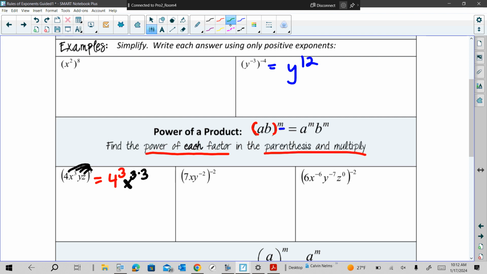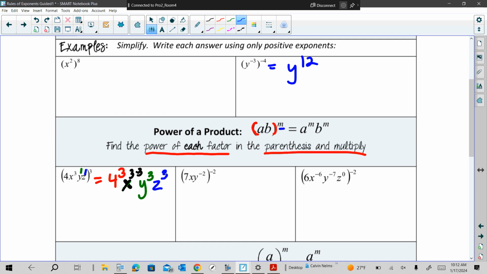Then I go to my y. My x to the third times 3. My y is an invisible 1. So that would be 1 times 3, which is just 3. And then my z, also an invisible 1.